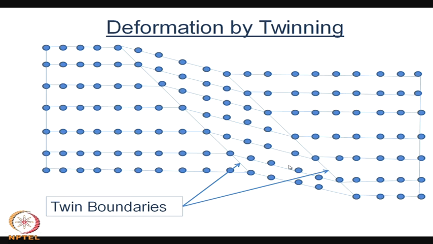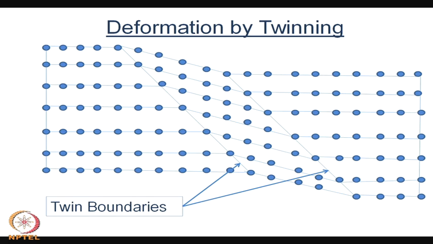So, there is a displacement of this set of planes compared to their original position, and so there is a mechanical deformation, a displacement of the atoms. So, there is a plastic deformation. This is also a plastic deformation, not an elastic deformation. So, this twinning is another mechanism, just like dislocation is a mechanism, by which plastic deformation takes place.